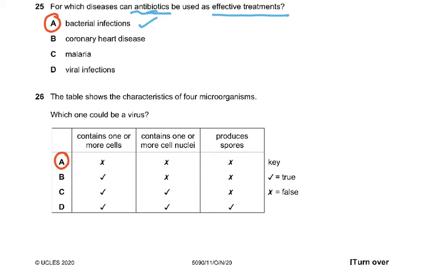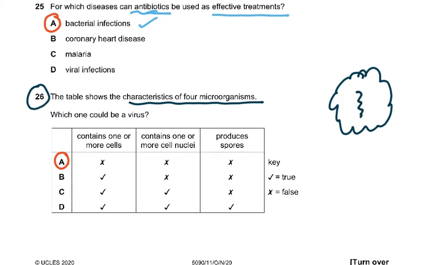Then coming on to question number 26, the table shows the characteristics of four microorganisms. Which one could be a virus? Contains one or more cells? No. Contains one or more cell nuclei? No. Produces spores? No. So the only answer to this was A. Please remember, a virus is not a cell. A virus just has a protein coat, and inside it has either a DNA or an RNA strand. It has no cytoplasm, it has no organelles, it has no mitochondria, it cannot respire.